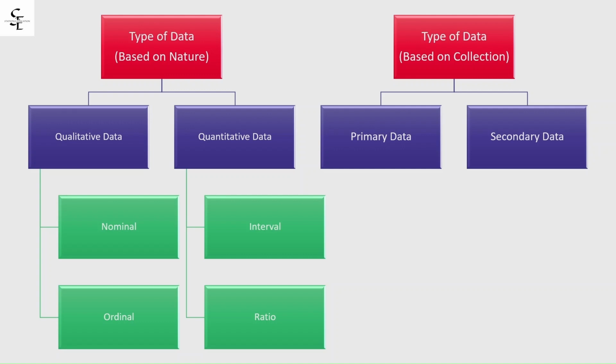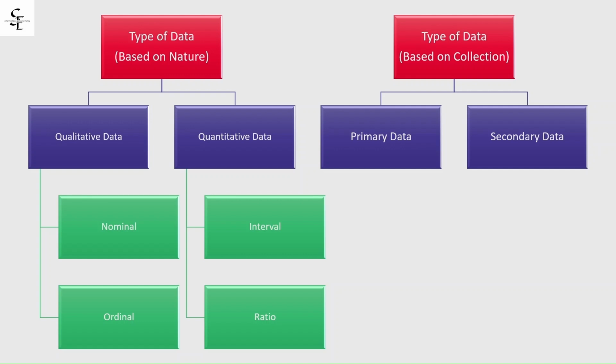The data types based on collection method are mainly of two types. One is primary data and the other one is secondary data. This is just an introduction. The types of data will be explained in detail in the next video. The link of that video is provided in the description down below.